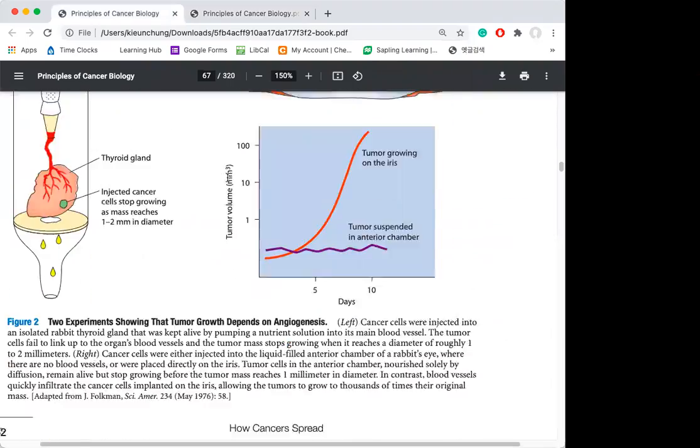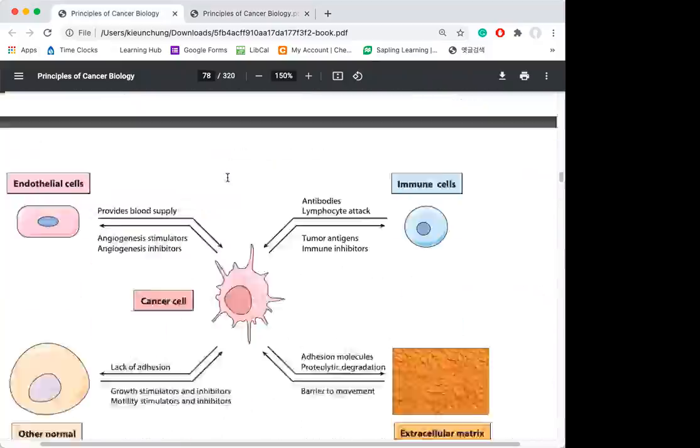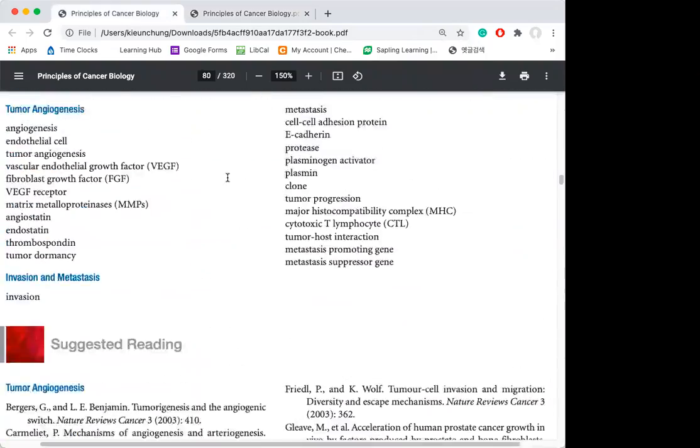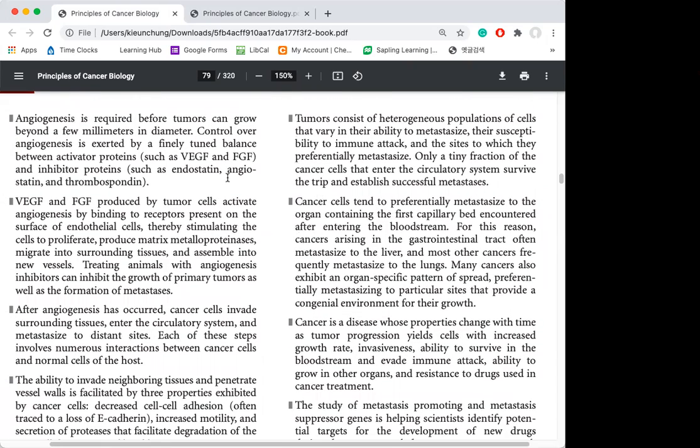Chapter 3 Summary. Angiogenesis is required before a tumor can grow beyond a few milliliters in diameter. Control over angiogenesis is exerted by a finely tuned balance between activator proteins, such as VEGF and FGF, and inhibitor proteins such as endostatin, angiostatin, and thrombospondin.